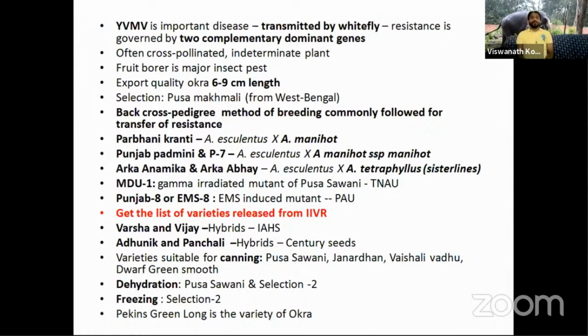There were some good hybrids developed by private companies which were popular. They are Varsha and Vijay by Indo-American Hybrid Seeds, Orissa and Panchali by Century Seeds. For processing purposes, there are some suitable varieties. For canning, Pusa Sawani and Janardhan; for dehydration, Pusa Sawani Selection 2; for freezing, Selection 2. And Perkins Long Green is an introduced variety.